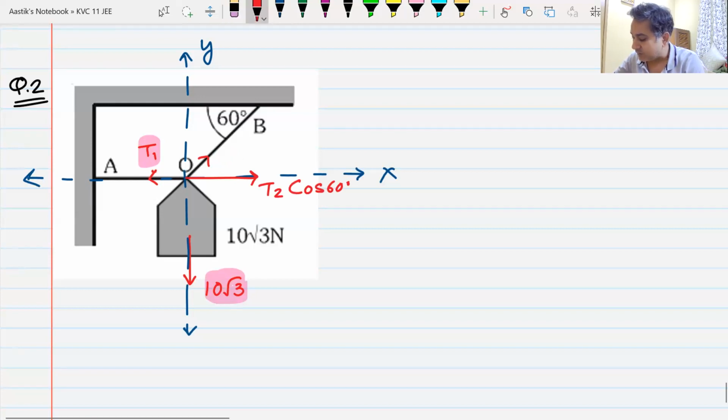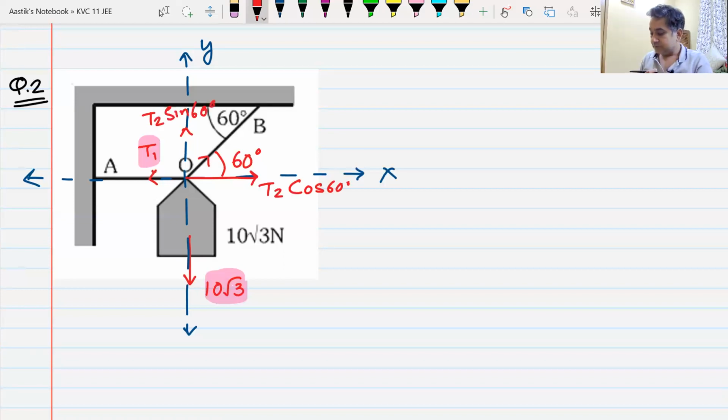Let me take this T2 off. This angle is 60, so this angle is also 60. So this is the axis with the angle, so it is T2 cos 60. And the upper one is T2 sin 60. Everyone understands this? Yes or no? Then the only thing is you need to equate the forces along x and y.